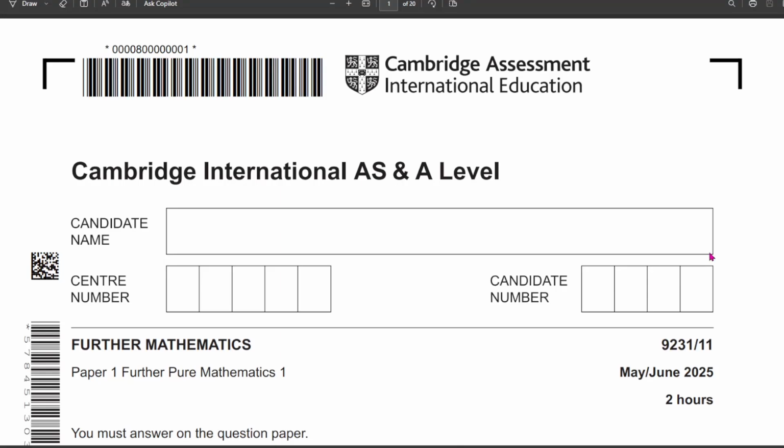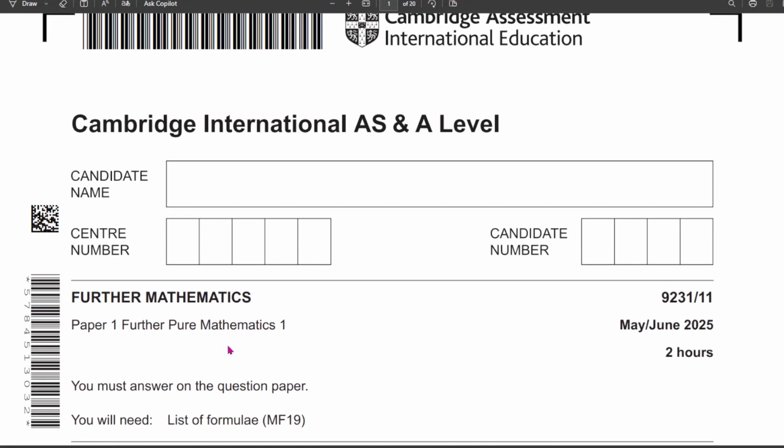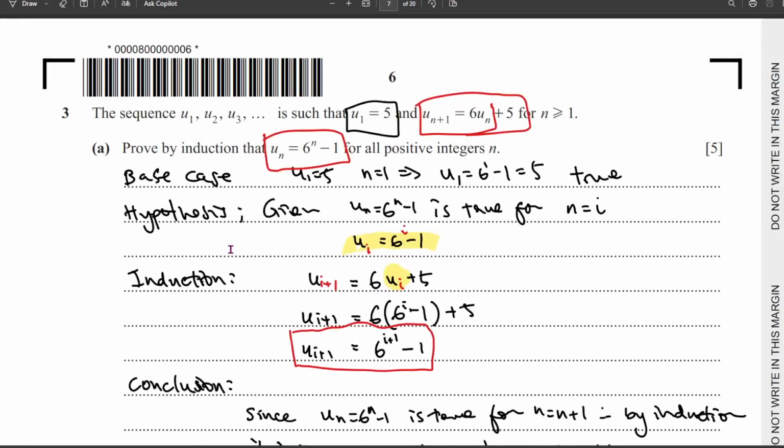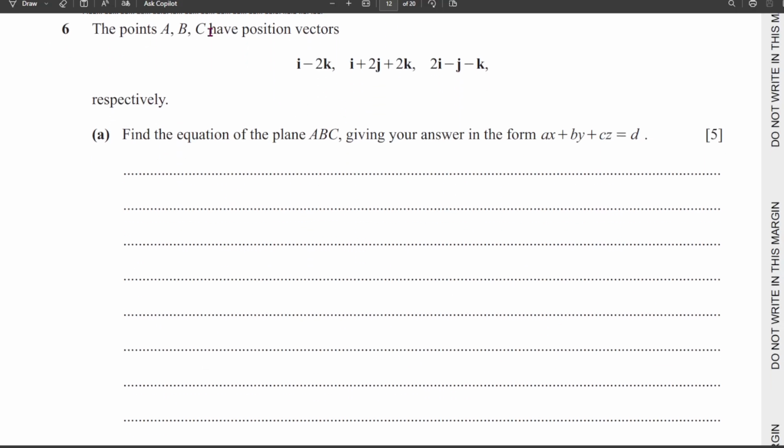Hello viewers, in this video we'll go through A-level further maths. This is component 1 pure maths 1 from the May-June 2025 series, variant 1. We'll attempt question 6 in this video. This one is a linear algebra question.